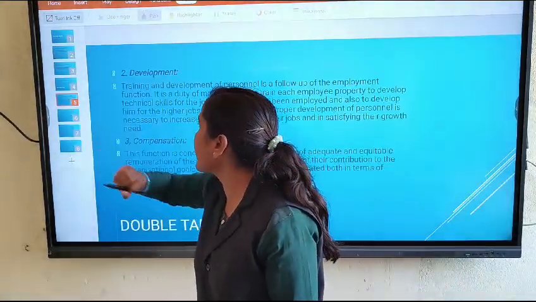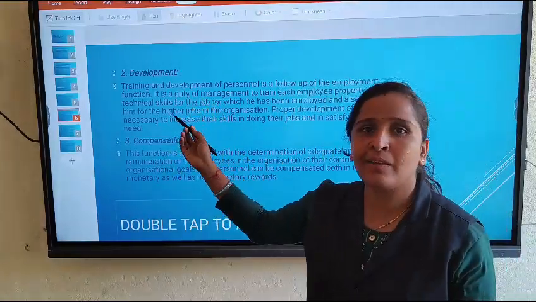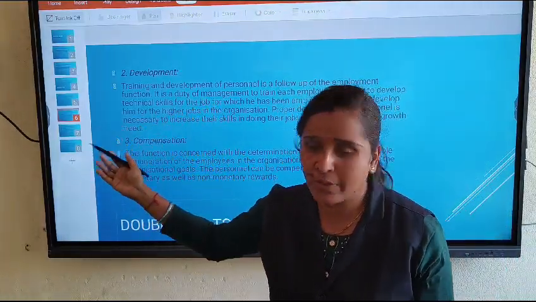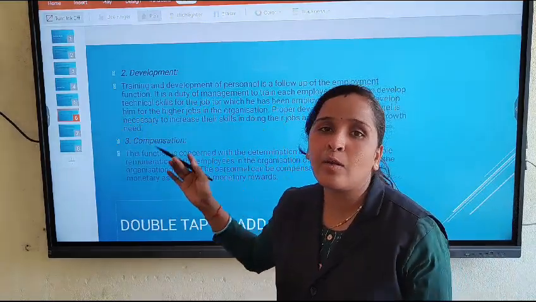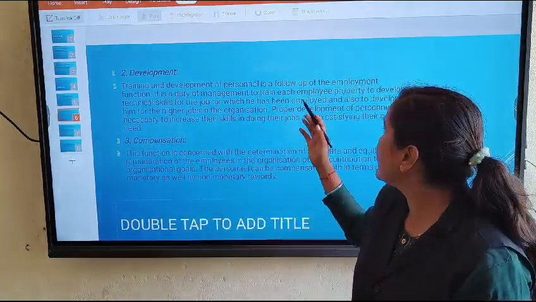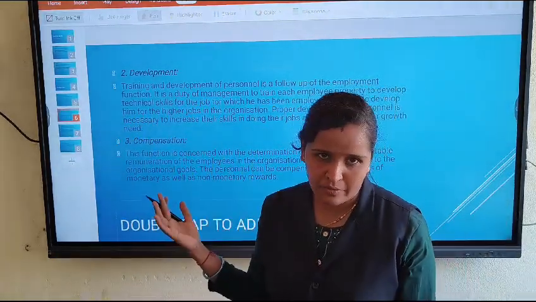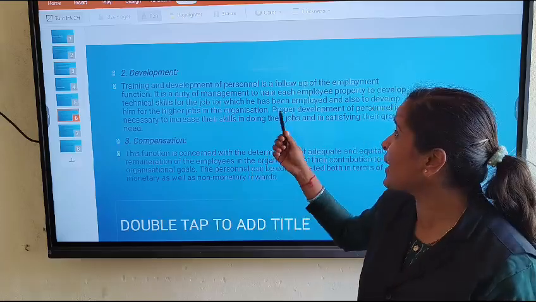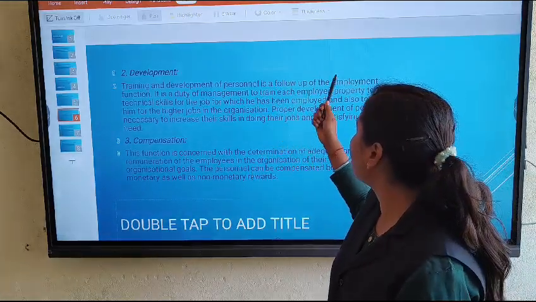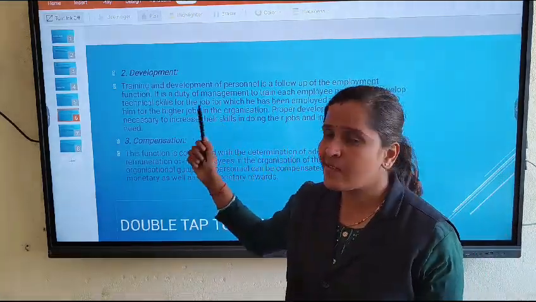Second function is development. Development is the most important of the operative functions. Training and development of personnel follows up the employment function. This includes personnel development and employment training. It is important.